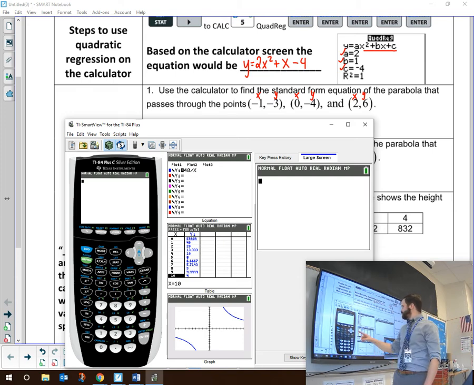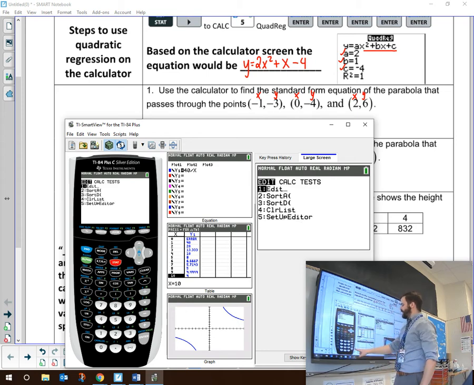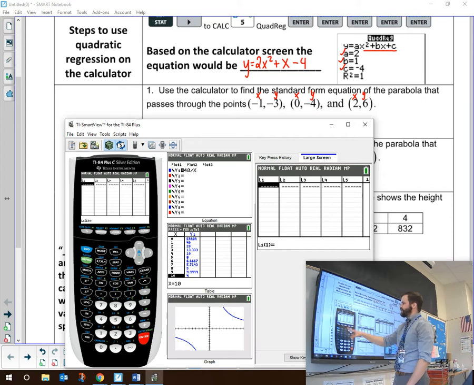Here's what we're going to do. On my calculator, we go to Stat, and then we click Enter on Edit. So you just Stat, Enter, and then we're going to put my X's in list 1, and my Y's in list 2. My X's are -1, 0, and 2. Now I can go over here to list 2, and type in my Y's. My Y's are going to be -3, -4, and 6.